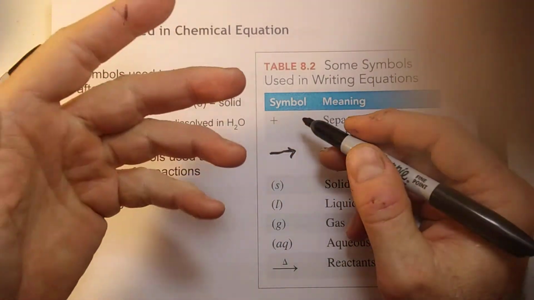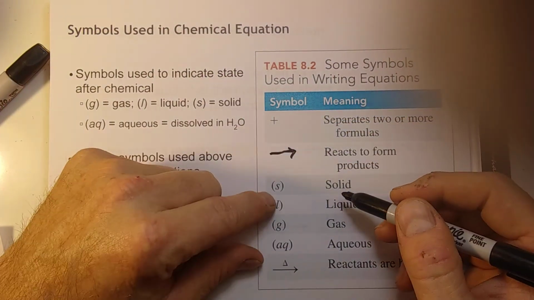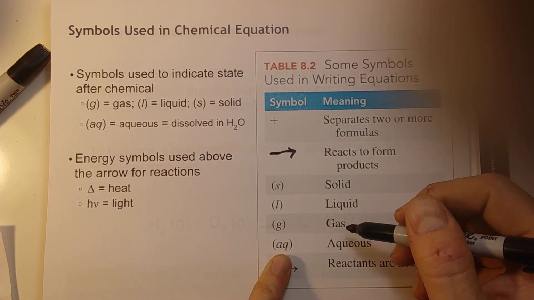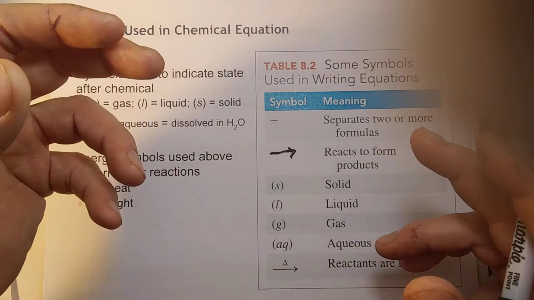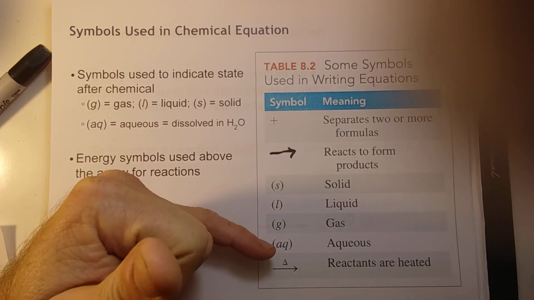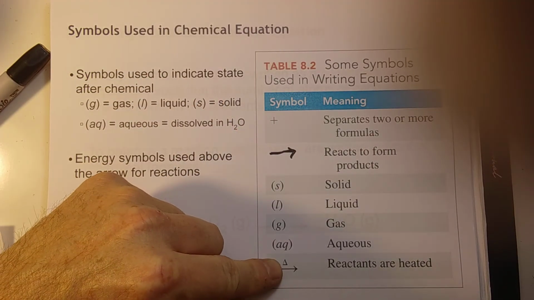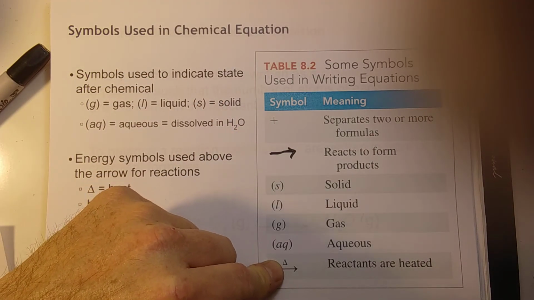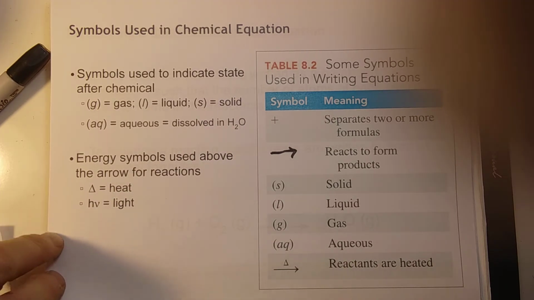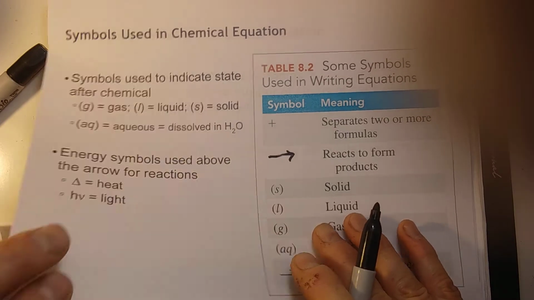A plus sign just means we're going to have 2, maybe 3 reagents, with a plus sign between them. S, L, and G are the phases. Aqueous, when it comes to precipitation reactions, we introduce our ions that might come together. We introduce them as solutes already dissolved in water. And then this little symbol here, this little delta, is for heat. You also might have light, h nu, as a part of your symbol on top of an arrow saying the reaction was irradiated.